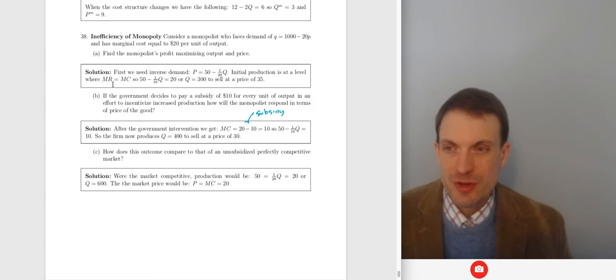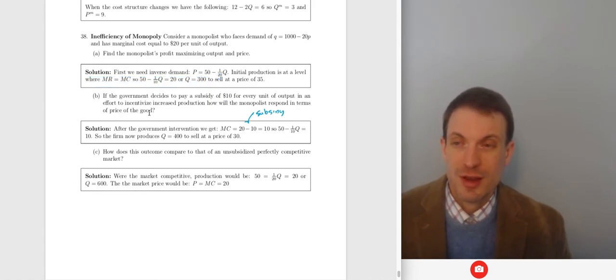The initial production is going to happen where marginal revenue is equal to marginal cost. So if this is inverse demand, we go to 50 minus 2 over 20, or 50 minus 1 over 10 Q is marginal revenue, set equal to marginal cost, which was 20. And then solving, we get a quantity of 300. And then once we've got the quantity of 300, let's send this back into our demand curve to get the price of 35.